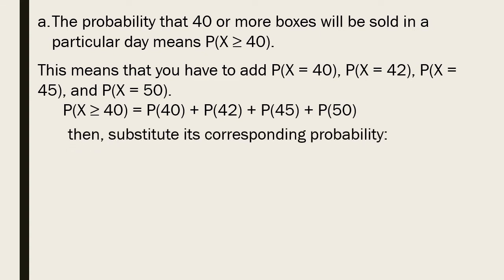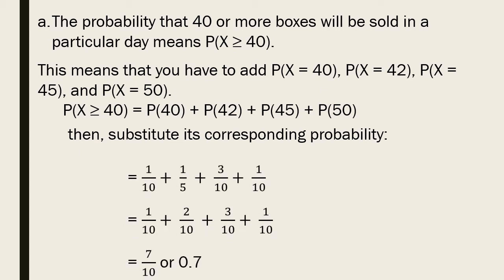Then we substitute the corresponding probability. So P of 40 is 1 over 10, P of 42 is 1 over 5, P of 45 is 3 over 10, and P of 50 is 1 over 10. So adding all of that, the probability is 7 over 10 or 0.7. So this is the probability that 40 or more boxes will be sold in a particular day.